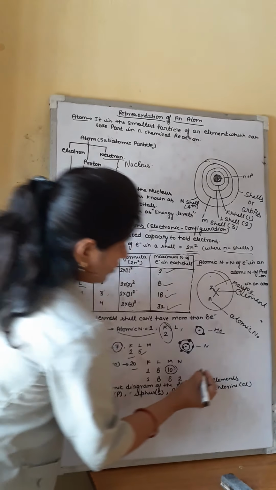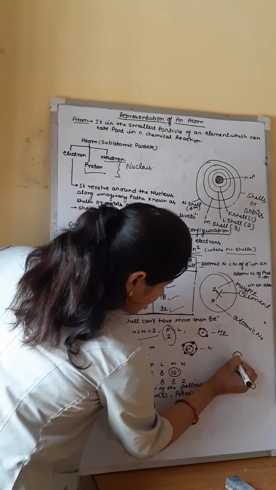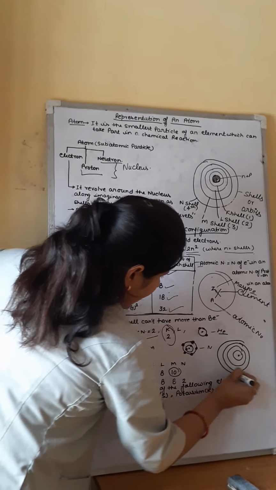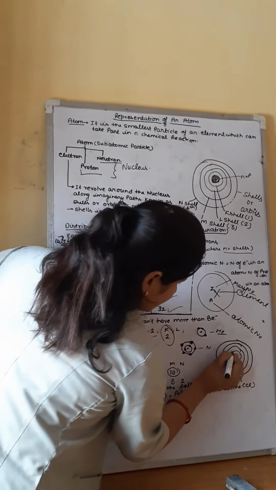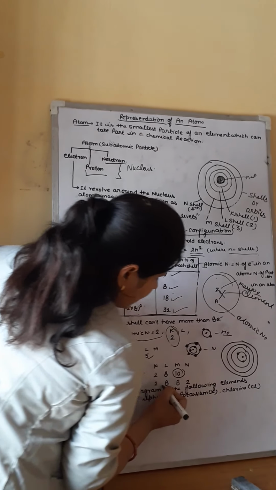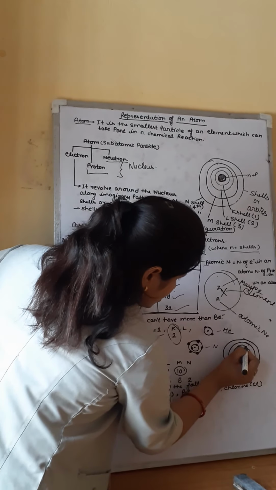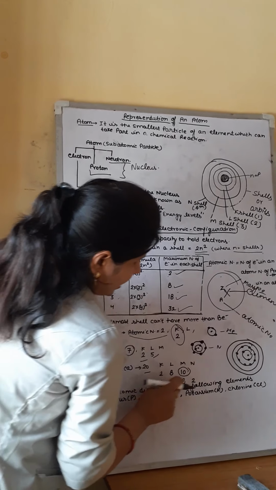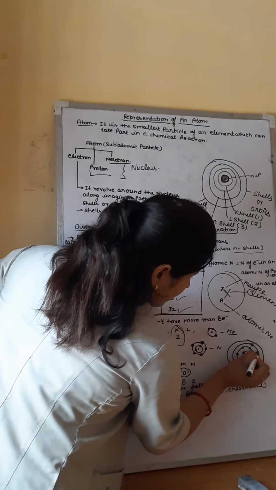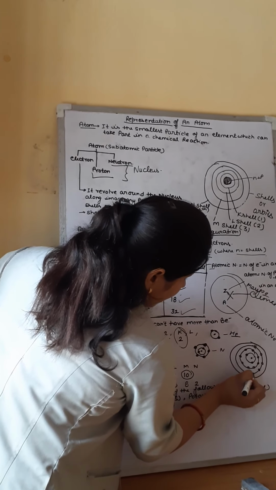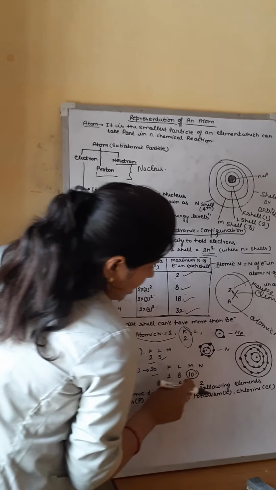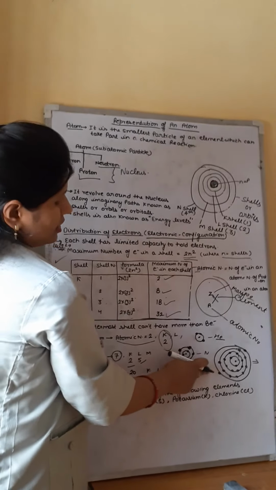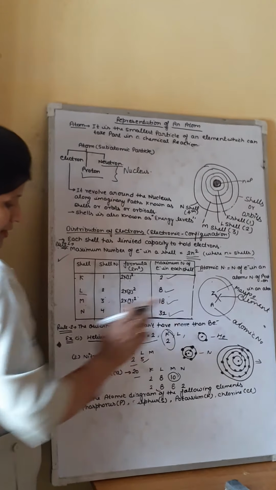If we want to represent it in a diagram, we have the K shell, L shell, M shell and N shell. The K shell contains 2 electrons. The L shell contains 8 electrons: 1, 2, 3, 4, 5, 6, 7, 8. The M shell again contains 8 electrons: 1, 2, 3, 4, 5, 6, 7, 8. And the N shell contains 2 electrons. So this is the distribution diagram of the atom.